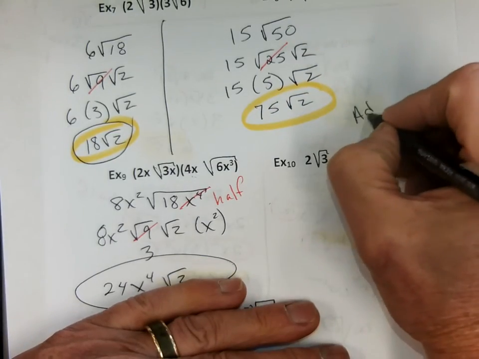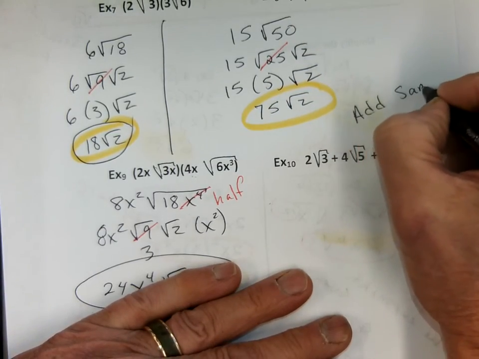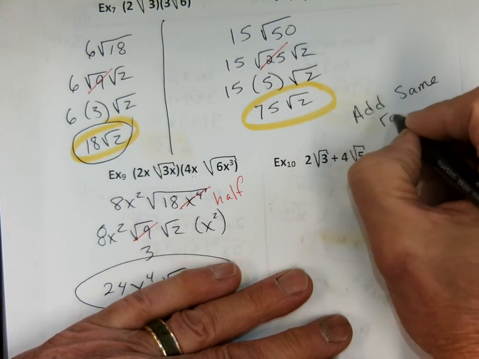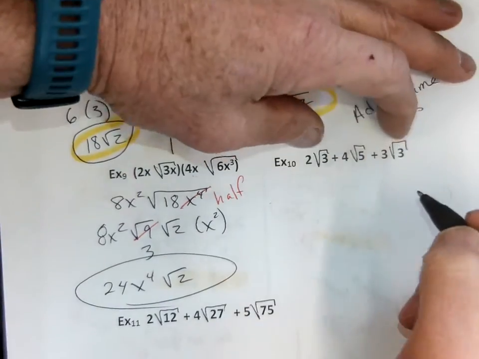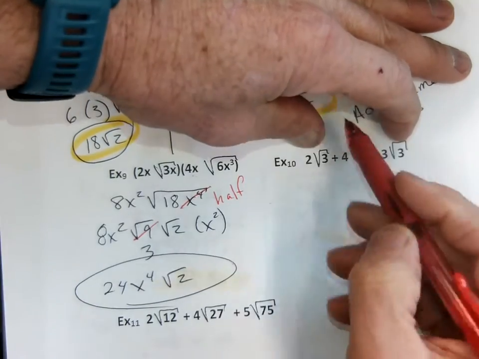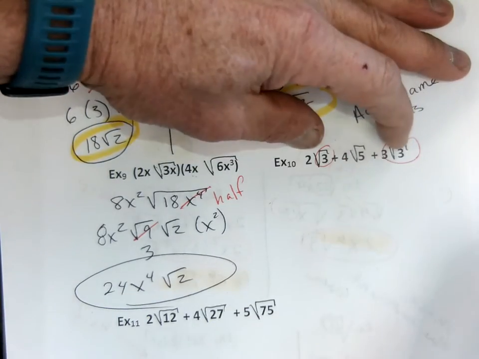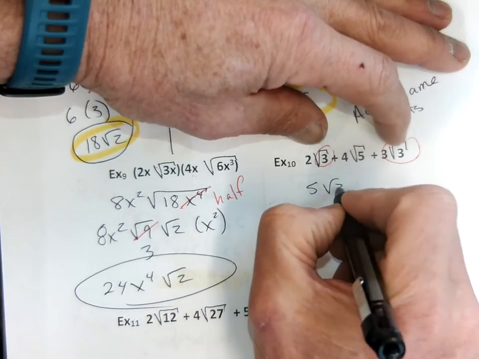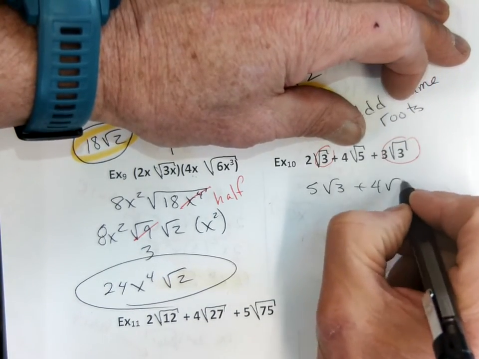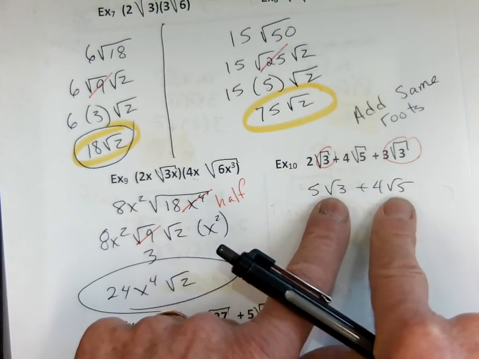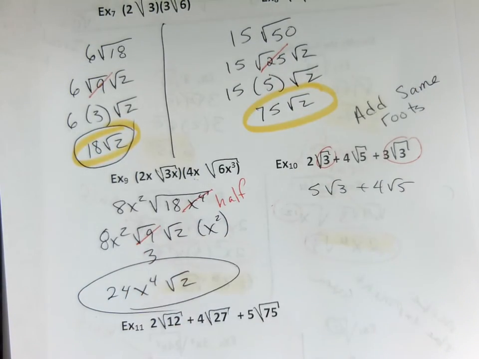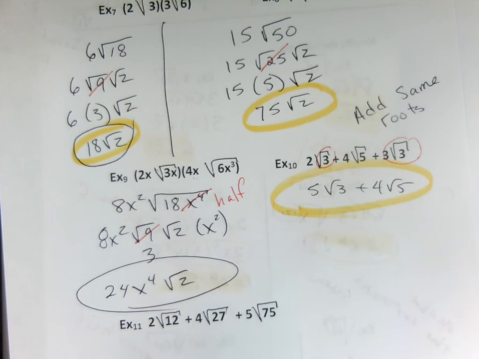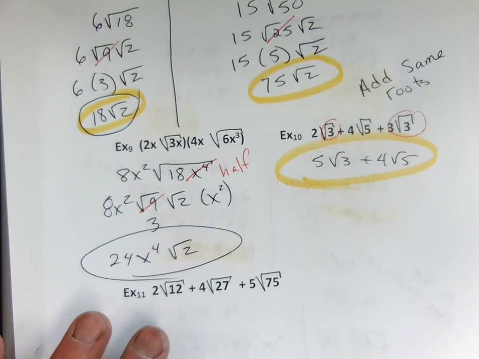Add same roots. So I'm going to add these 2. Square root of 3. Square root of 3 makes 5 square roots of 3, because there's 2 of them, and 3 more. 5 square roots of 3 plus 4 square roots of 5. And that's all you can do. These are different. You cannot add them unless they're the same, okay? That wasn't too hard, was it? Only add or subtract. You can multiply anything, but you can only add the things that are the same.